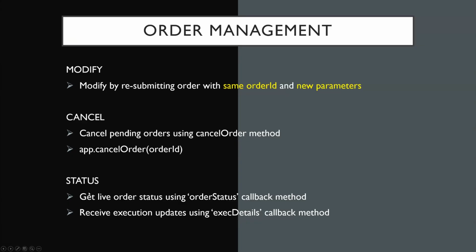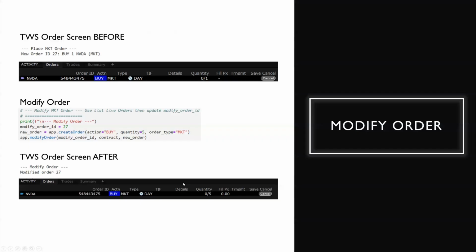And then finally, for status, to get an update of the order status, we can use the order status callback method. And to receive execution updates, we can override the exec details callback method. We'll show you all these things in a live environment shortly.